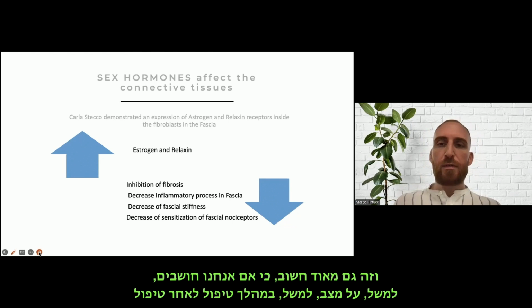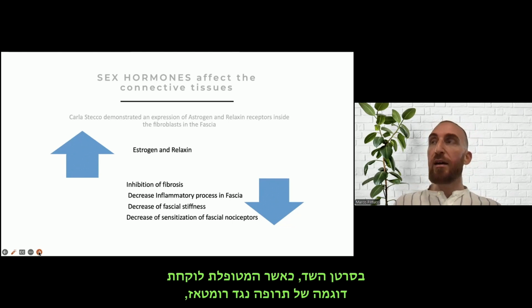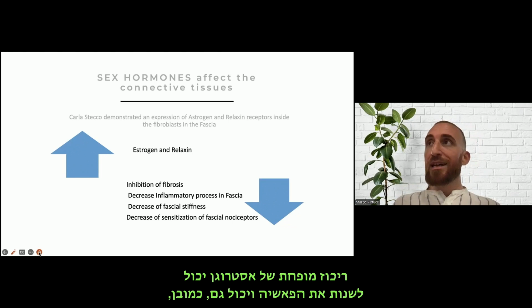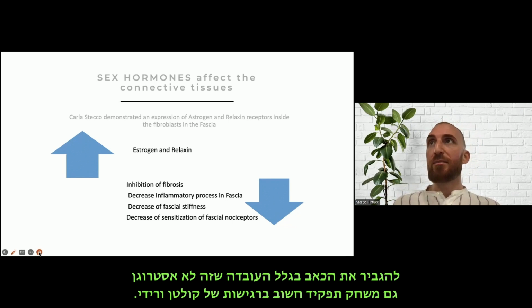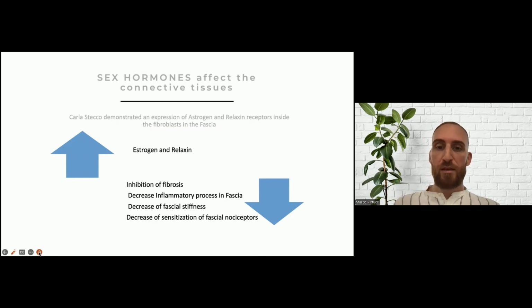And this is also very important because if we're thinking, for example, of a condition after breast cancer therapy, when the patient takes an anti-aromatase medication, a decrease in the concentration of estrogen can modify the fascia and can also, of course, increase the pain, due to the fact that estrogen also plays an important role in the sensitization of the nociceptor.